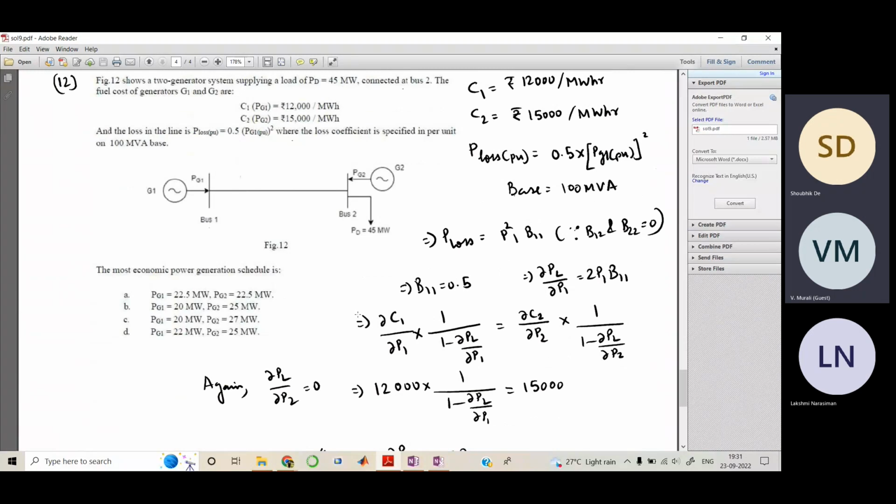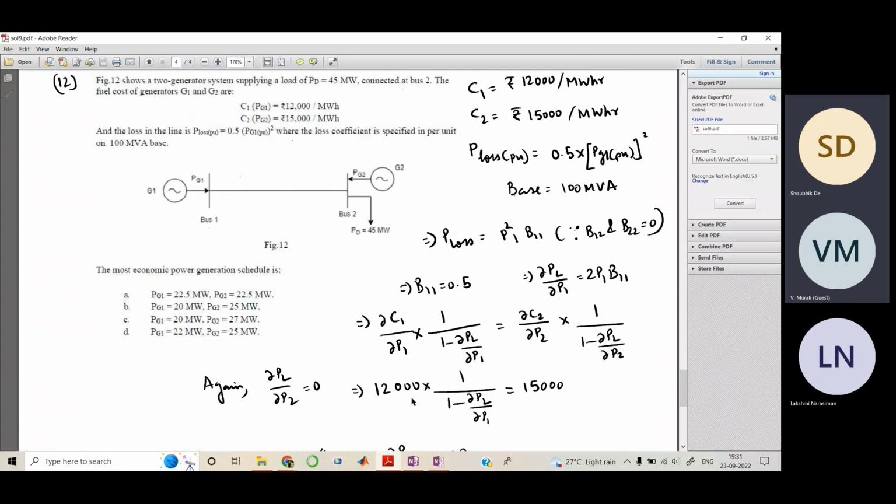Now, for a system with loss in the transmission line, our incremental cost equation due to the economic scheduling would look something like this, right? Initially we had del C1 del P1 equals del C2 del P2, but now we are incorporating this loss in the transmission line as penalty factors, right? We saw this. So this would look something like this. Now again, since there is no loss due to generator 2, your del PL del P2 would be 0, right?